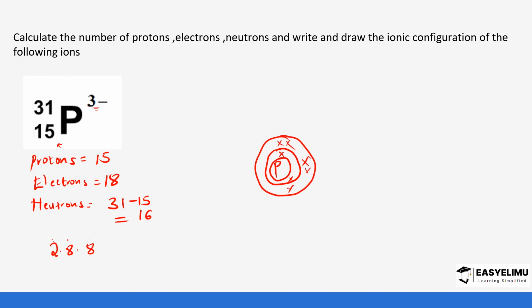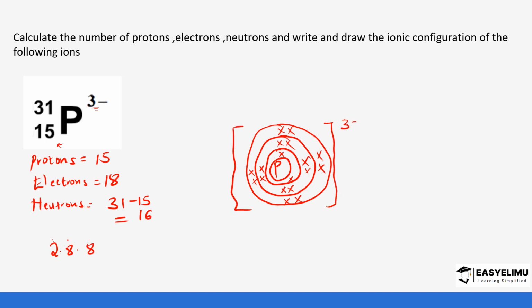You do not have to use the crosses all the time. And the last energy shell is going to take the last 8 electrons. Do not forget to put the bracket at the end and the charge. So that brings us to the end of the lesson.